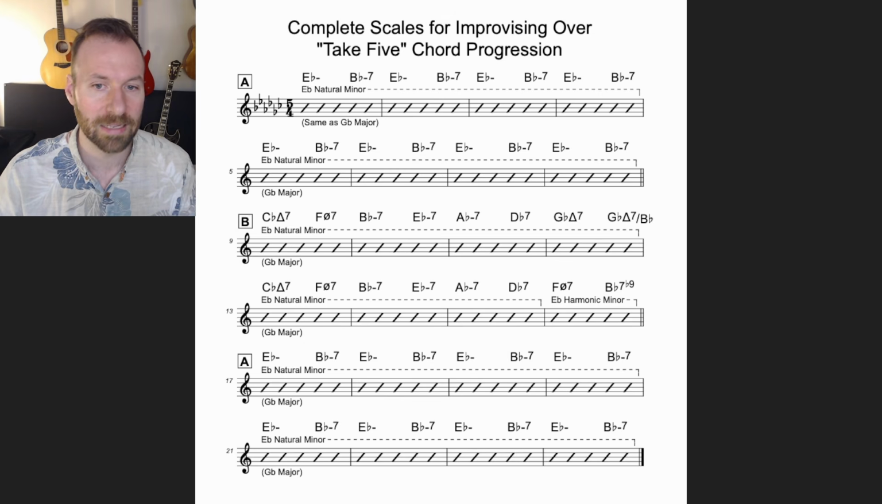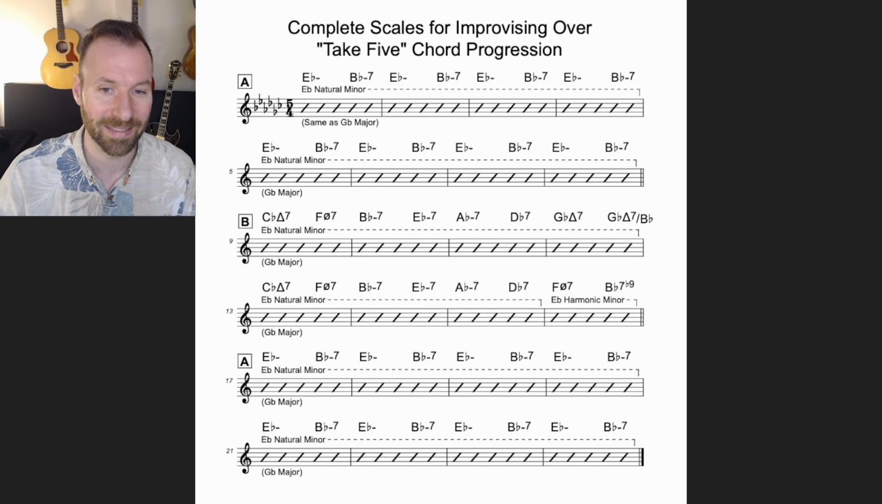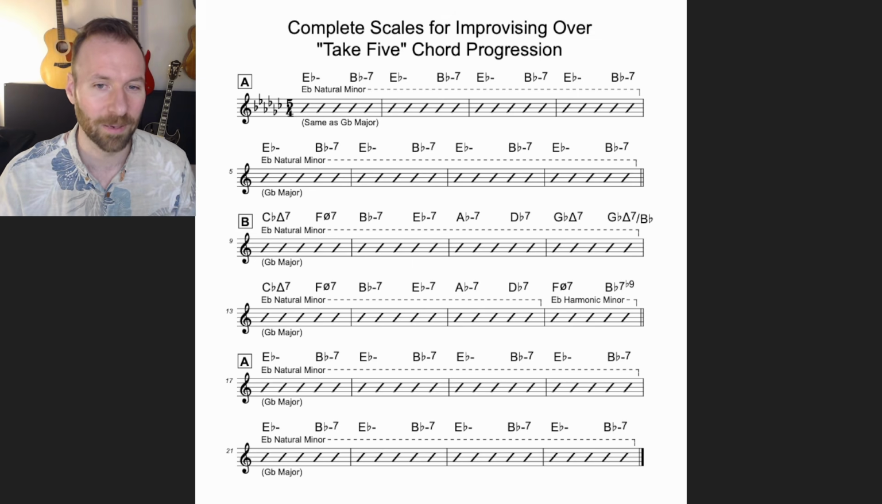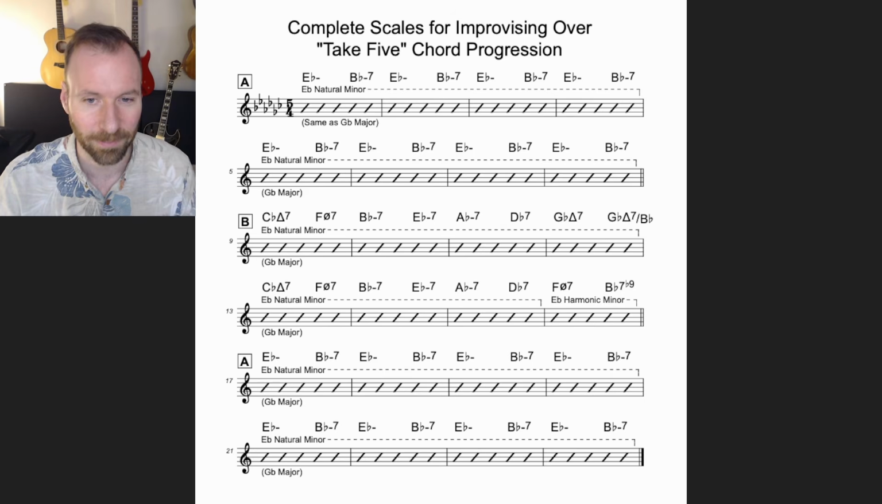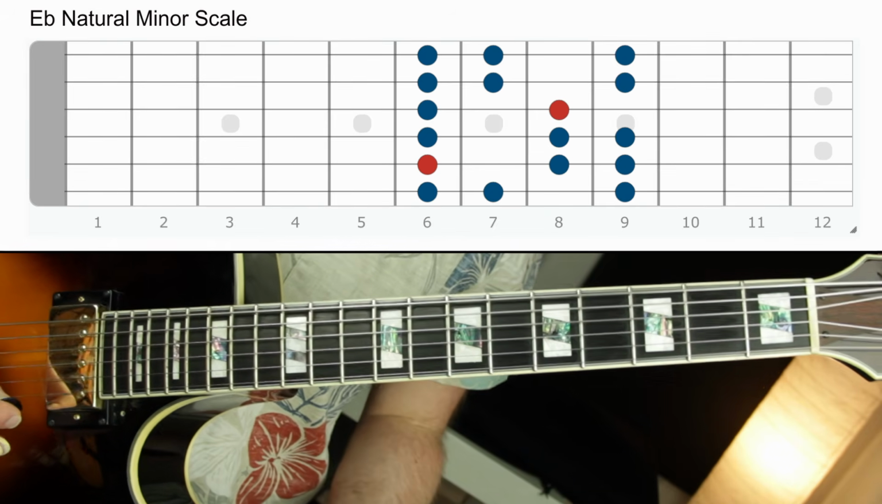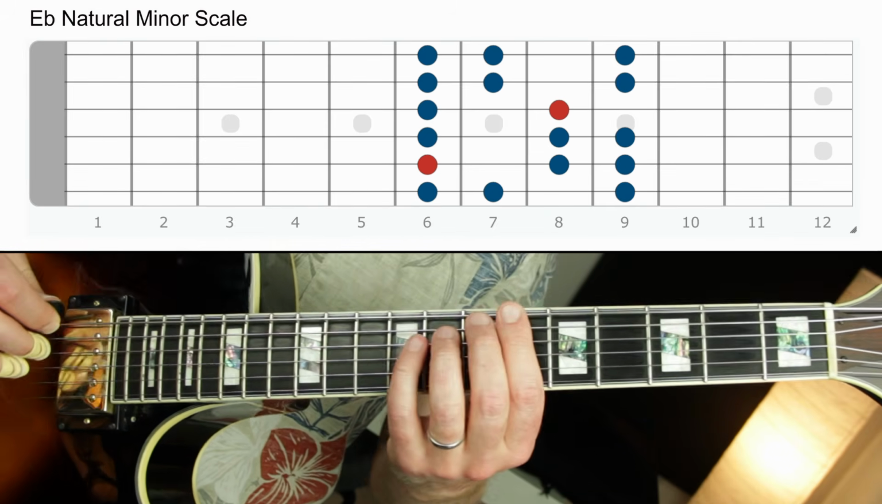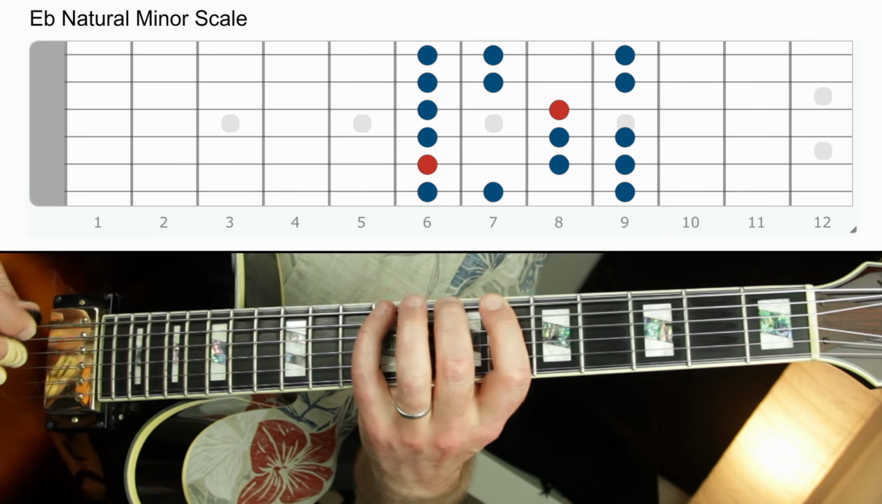So I'll demonstrate this now, improvising through this, addressing this tiny little one here, and then we'll talk about the next part of the tune. So here are those 2 scales that are in this tune. It's mostly just this E flat natural minor.